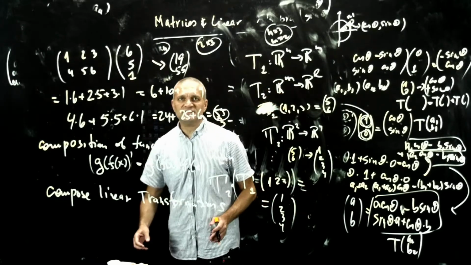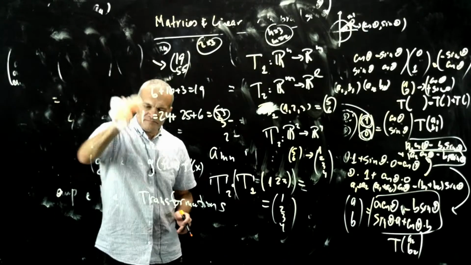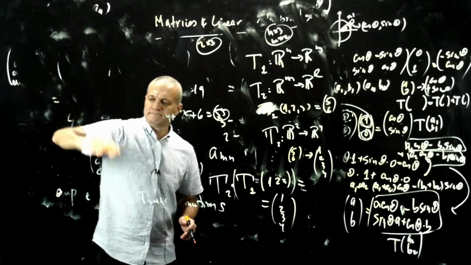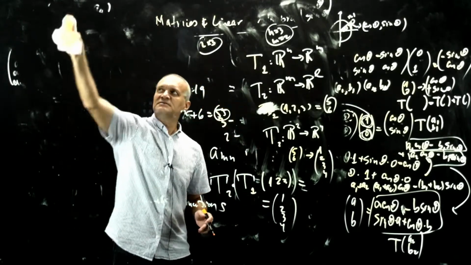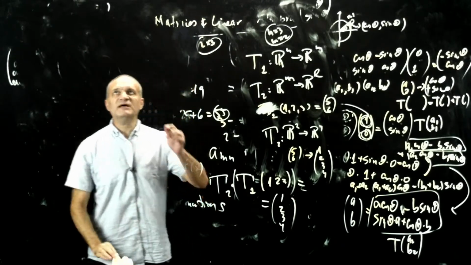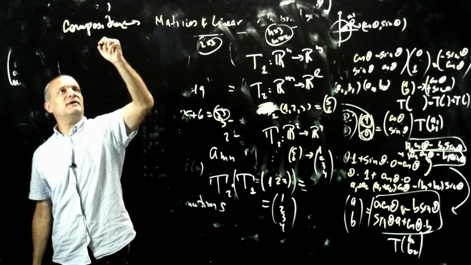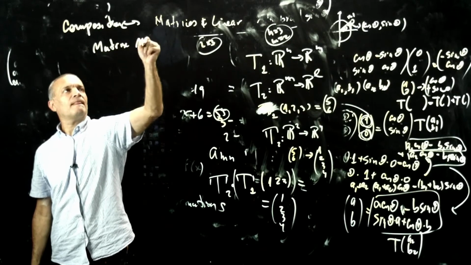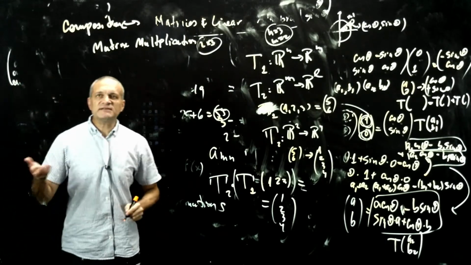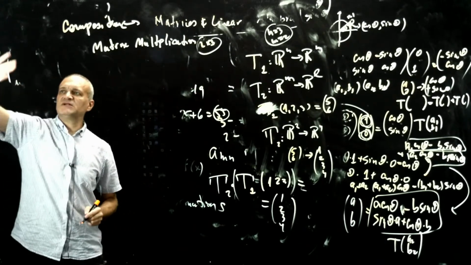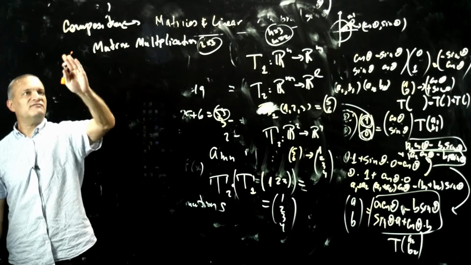What does it correspond to in matrices? Well, it corresponds to multiplication of matrices. So if you want to translate composition into matrices, composition goes into matrix multiplication. What is matrix multiplication? How do you do that? Let's take an example, and then we'll have a formula.